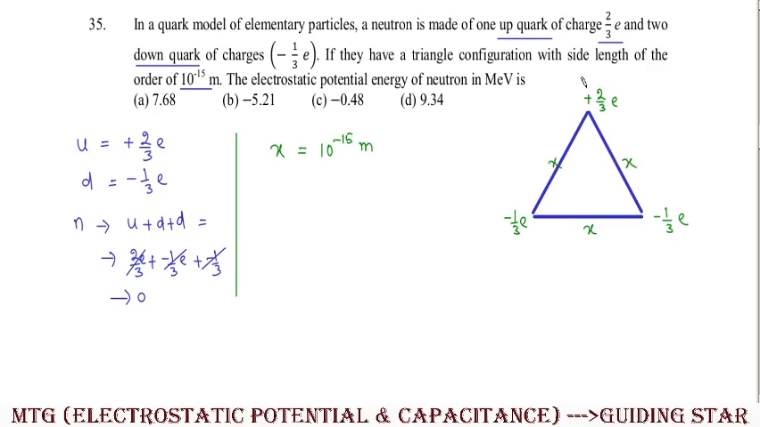So assume that this is an up quark, this is a down quark, and this is a down quark. The down quark has charge minus 1 by 3 and the up quark has charge plus 2 by 3. So what is the potential energy of the system? How will you calculate the potential energy?